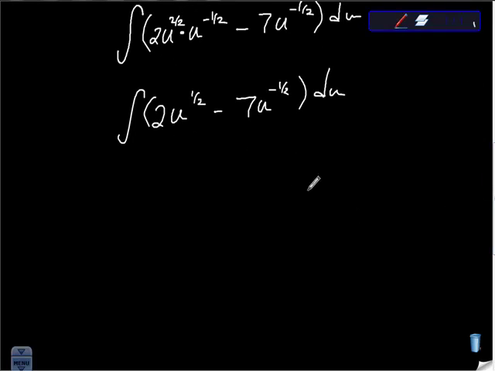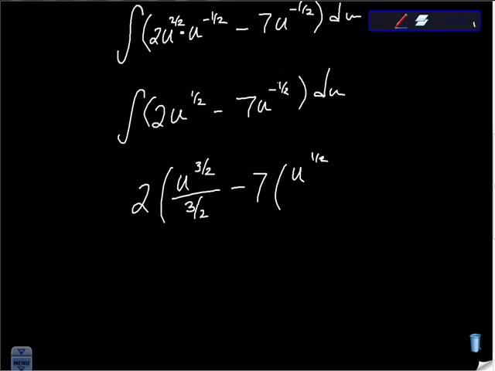So from here I'm going to go ahead and integrate. I'm going to take 2 times u to the 3/2 over 3/2, minus 7 times u to the 1/2, incrementing this over 1/2, plus c. You could get lucky on the multiple choice part of the exam and they could provide you that as the answer, but I doubt it. They're not going to.